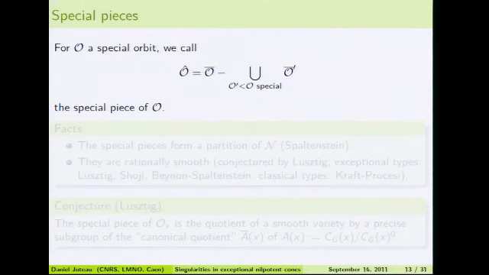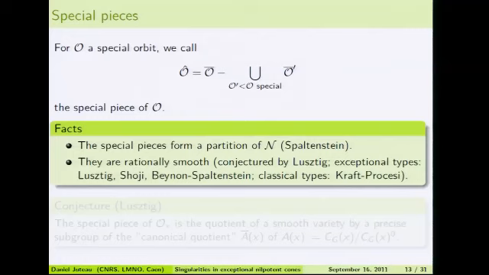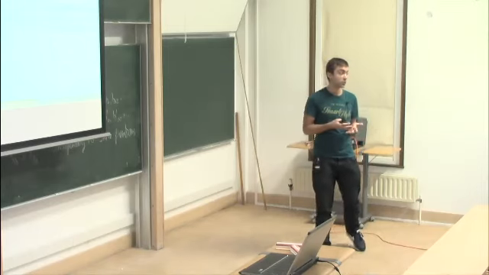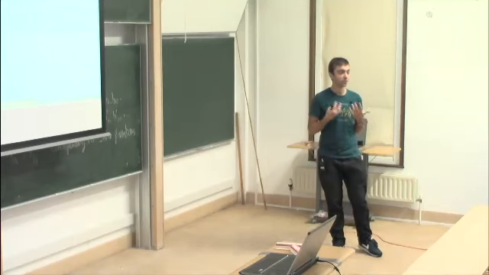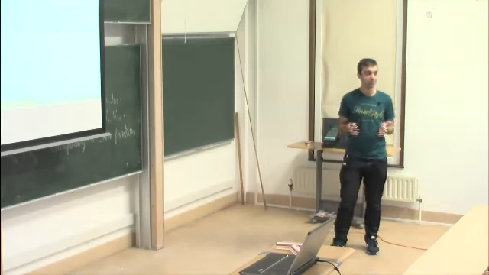And when you have a special orbit, you can take the closure and you remove the closure of all smaller special orbits. And then you get a partition of n. So this was proved by Spaltenstein. And they are rationally smooth. So it was a conjecture of Lusztig. And it was proved case by case for exceptional types, just as a byproduct of calculating all the stalks of intersection complexes for all nilpotent orbit closures.